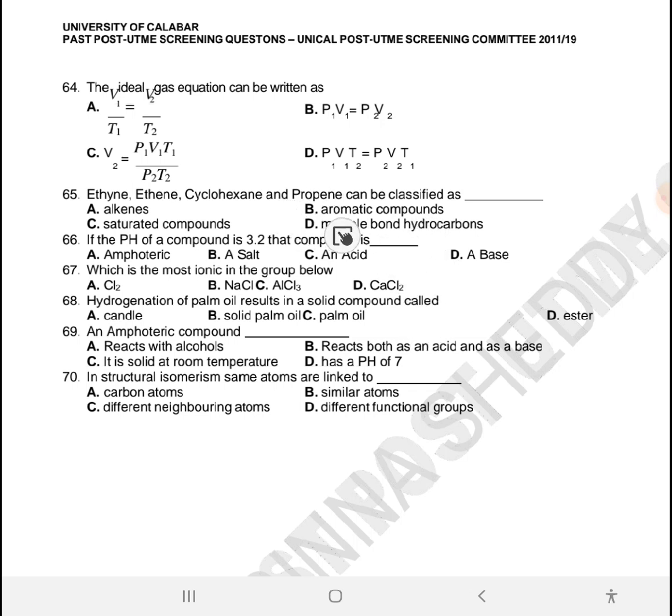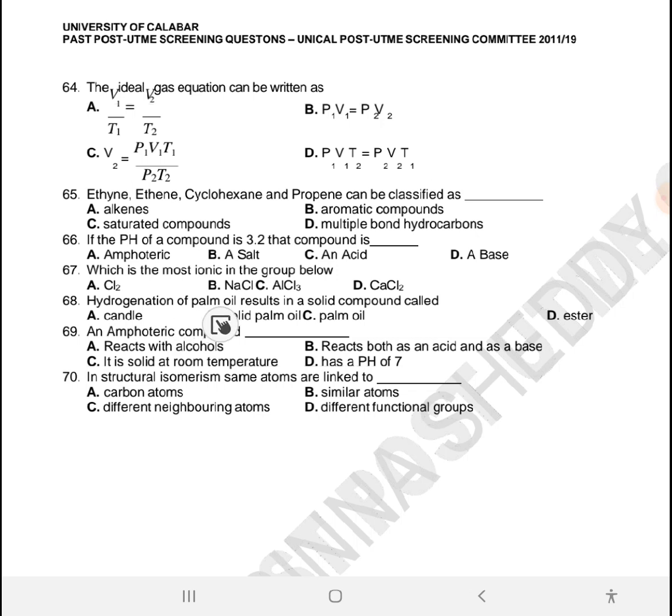But if you don't get organic chemistry, you could request an organic chemistry series separately, a couple of minutes and you are done with it. 67. Which is the most ionic in the group below? Sodium chloride is the most ionic amongst these three.